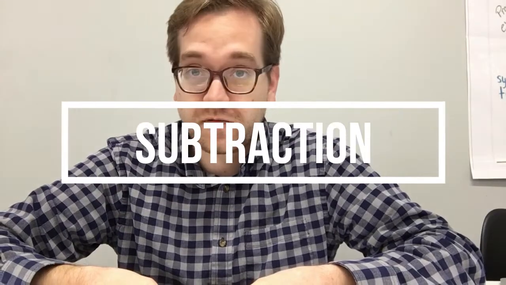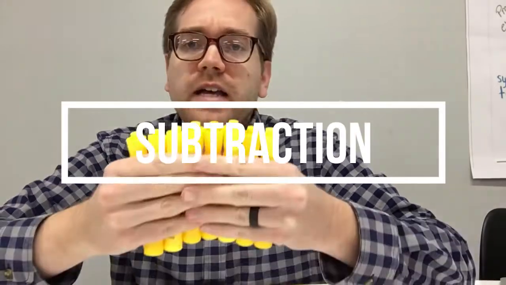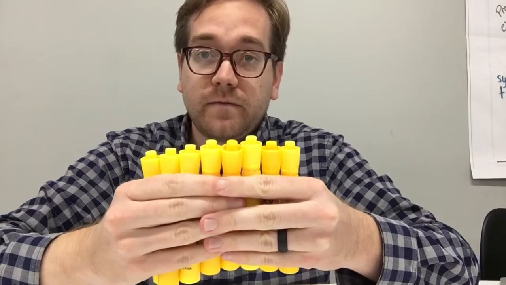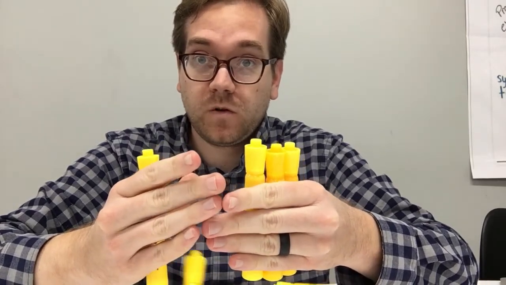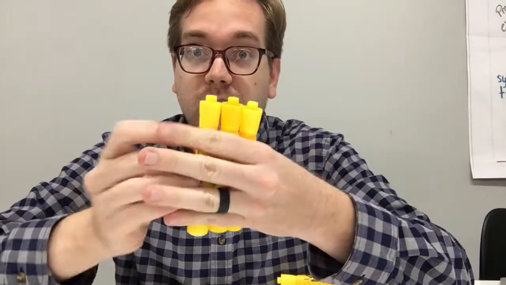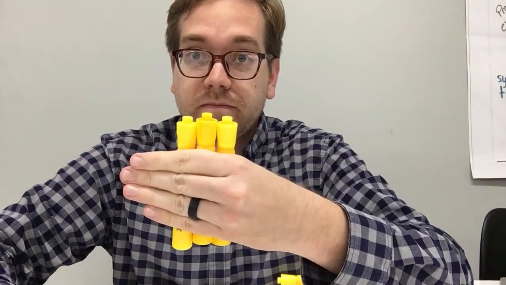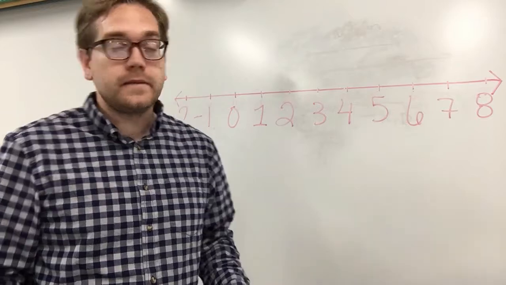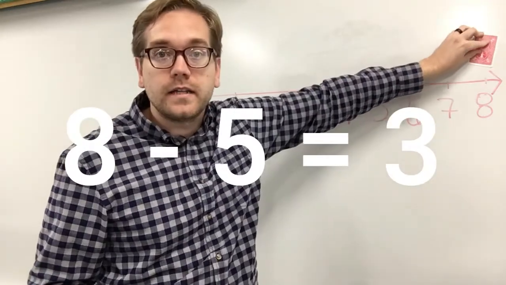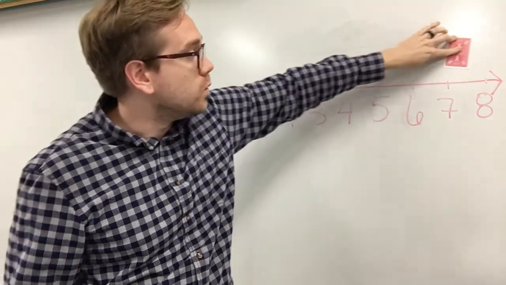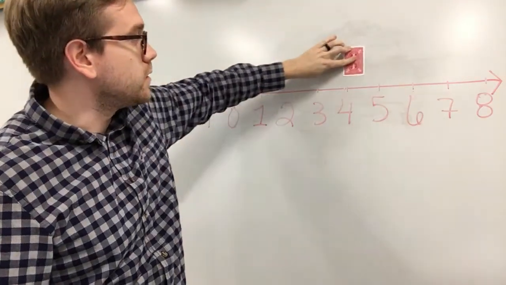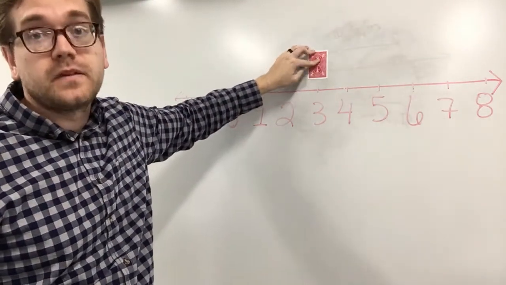Subtraction is just the reverse of addition. So let's say this time I have 8 markers, and I want to subtract 5. 1, 2, 3, 4, 5. Now I'm left with 3 markers. Or on the number line, I start at 8, subtract 5, so I'll slide 5 to the left. 1, 2, 3, 4, 5, and I end up at 3.